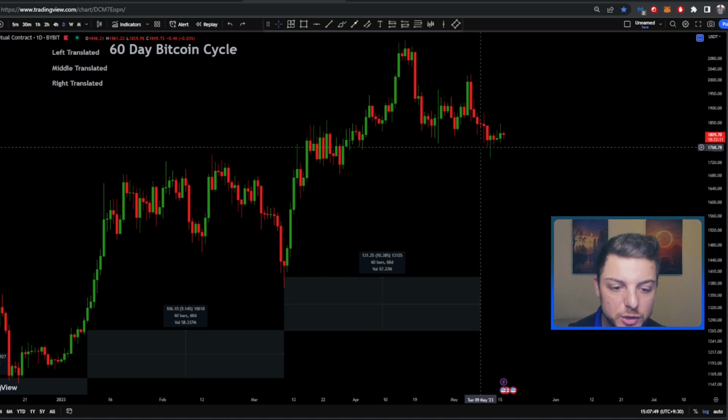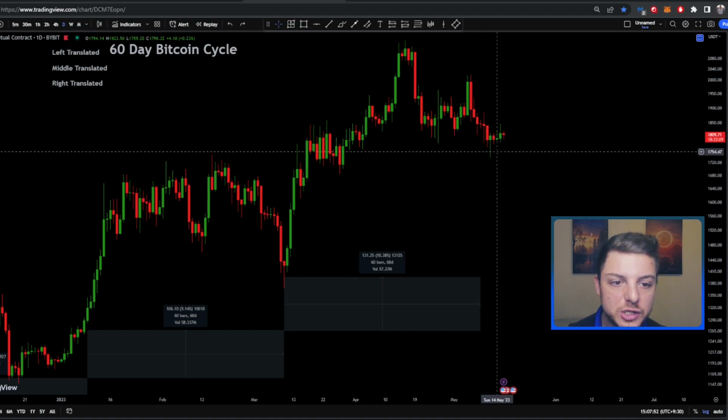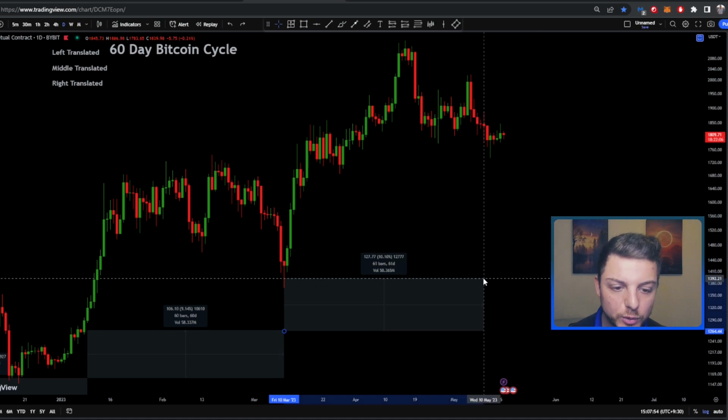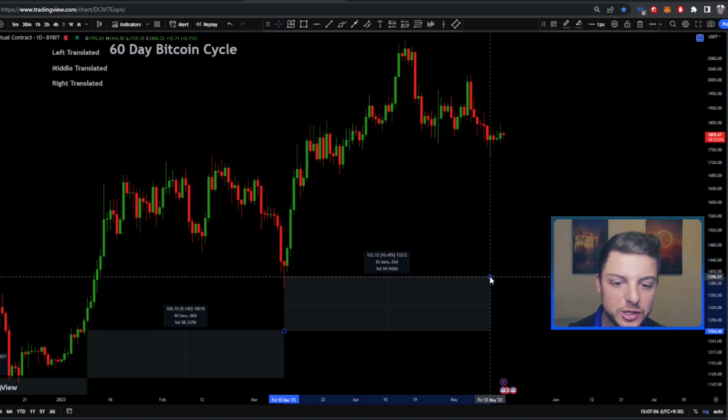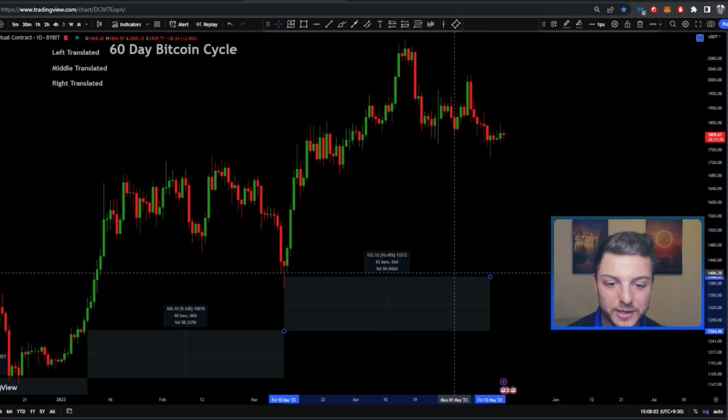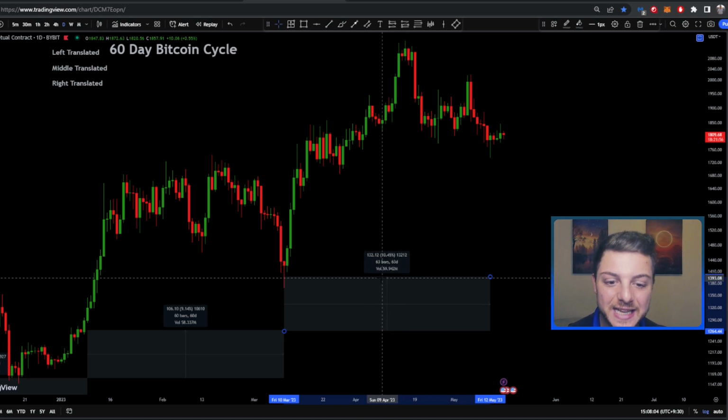And where I would be dragging it is at the bottom of this green bullish bar here. That would mean, how many days is that? You can actually see that is 63 days. That is perfectly within our 10% tolerance. So the next Bitcoin cycle actually occurred 63 bars.